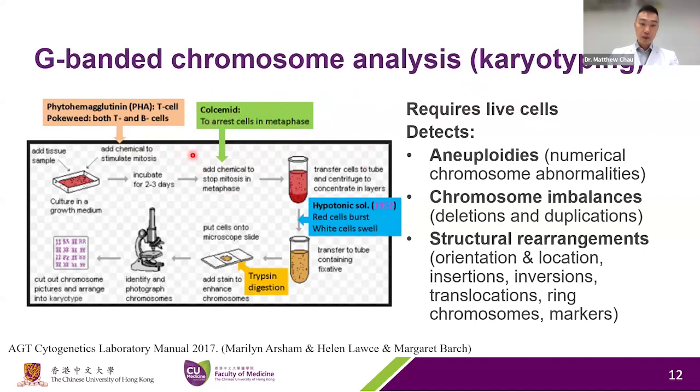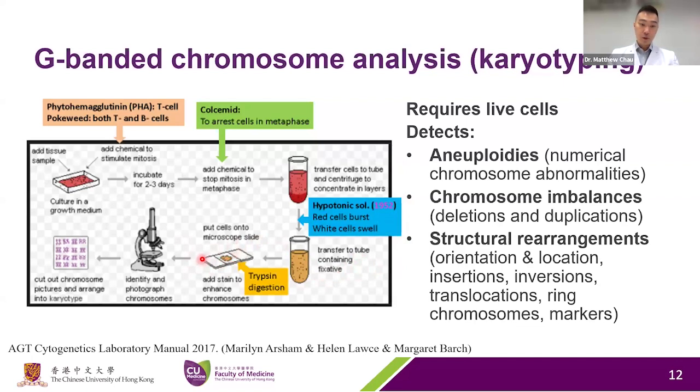And so when the cells are arrested in metaphase, we will add certain solutions to swell the cells and also burst the red cells. And we typically use hypotonic solution. And we would fix these cells and then drop them onto a glass slide. And the dropping action will actually burst these cells, and the chromosomes would spread onto the slide.